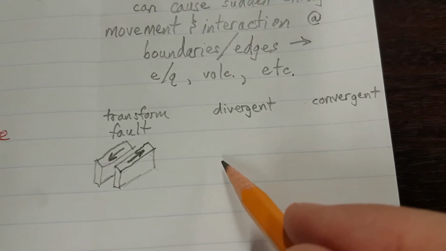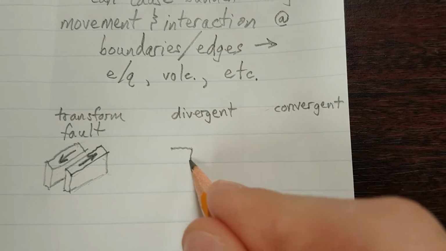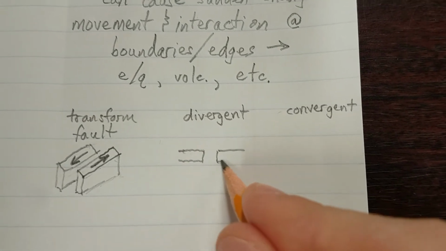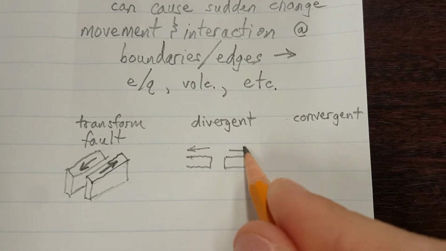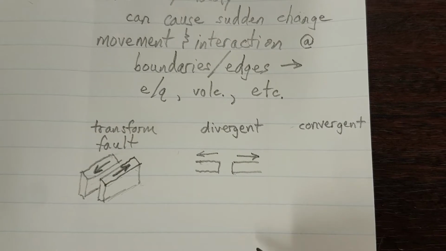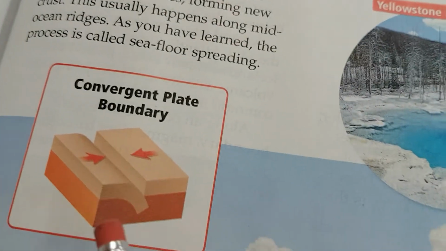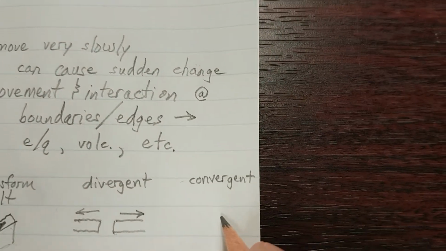Okay, divergent is coming apart. Let's kind of make that little gap like they have there. I'm just going to put a side view like this and a side view like that. Draw an arrow to the left and an arrow to the right. And then convergent. Notice they show the little subduction happening. So let's go ahead and draw that.